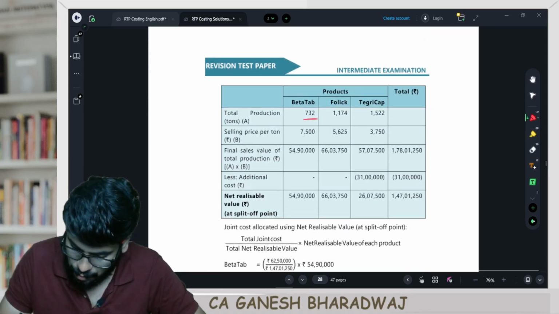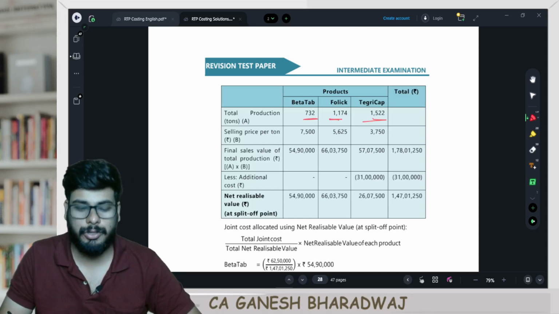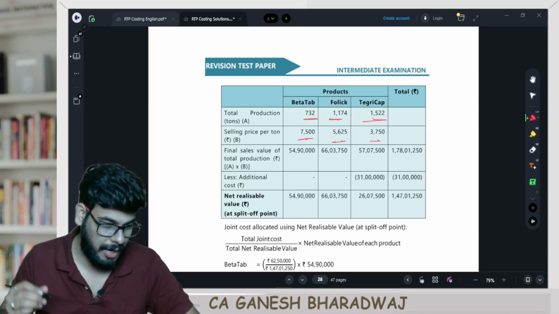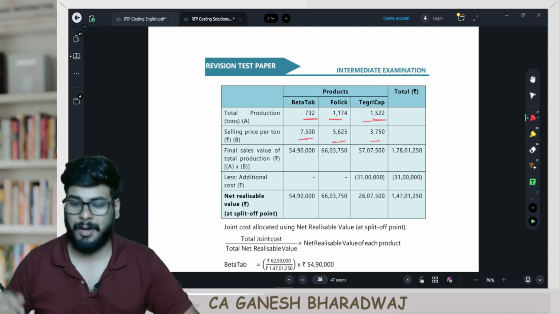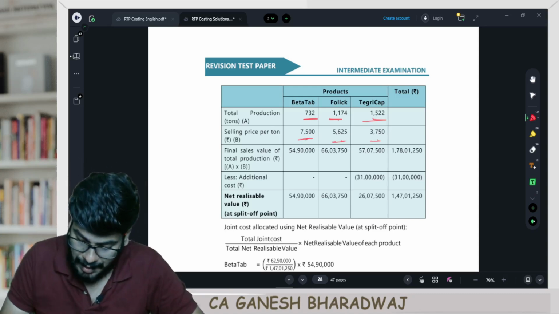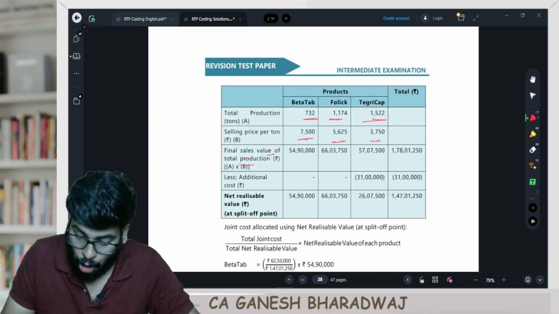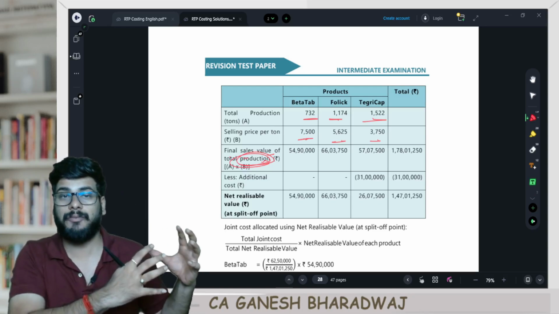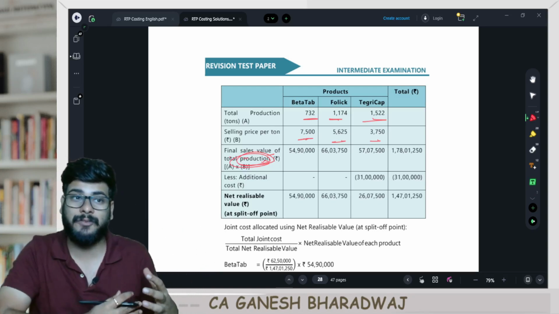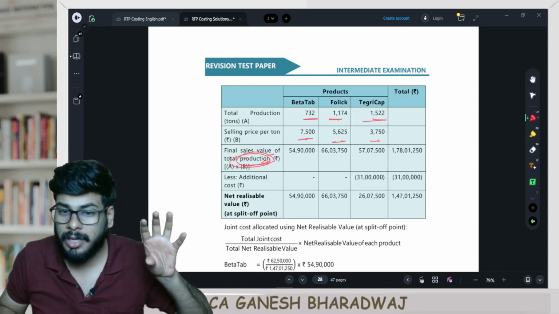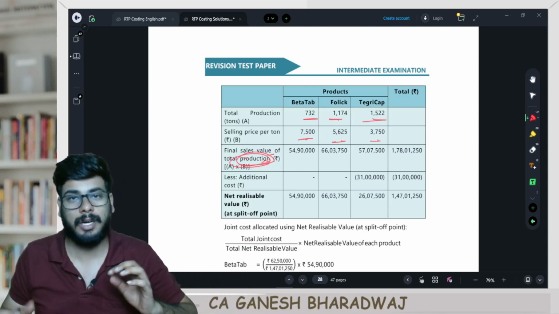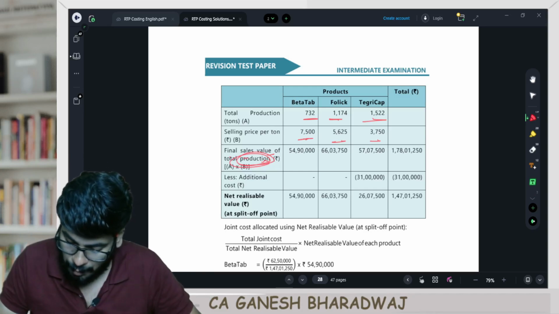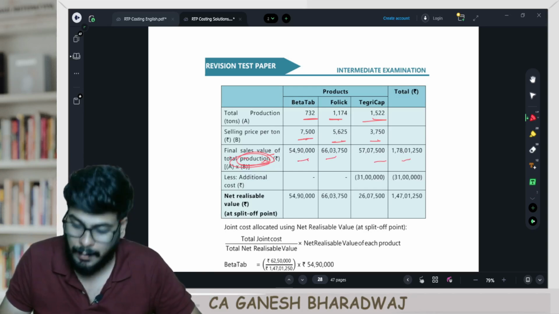So just now we calculated the total number of units produced, right? Selling price per ton, it's given in the question as 7,500, 5625 and 3750, right? You multiply the two, you will get the final sales value of the total production, not just for the units sold, because the split off joint cost is incurred for every unit produced. It is not incurred only for the units sold, correct? That's the reason why we are arriving at the total value of production, right? You multiply the two, you will get the final sales value, right?